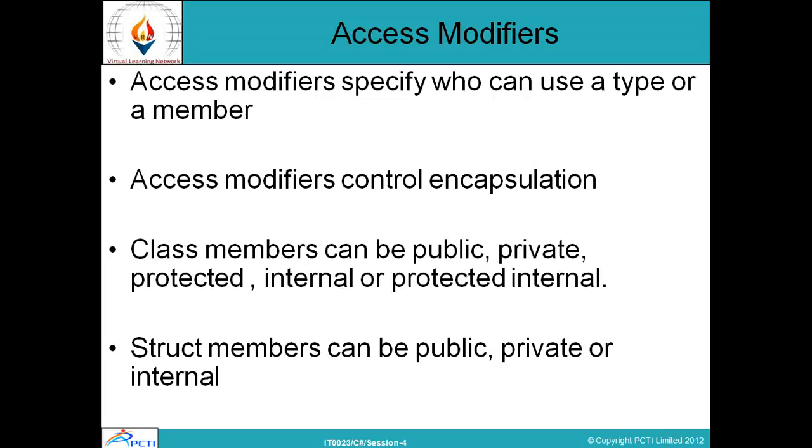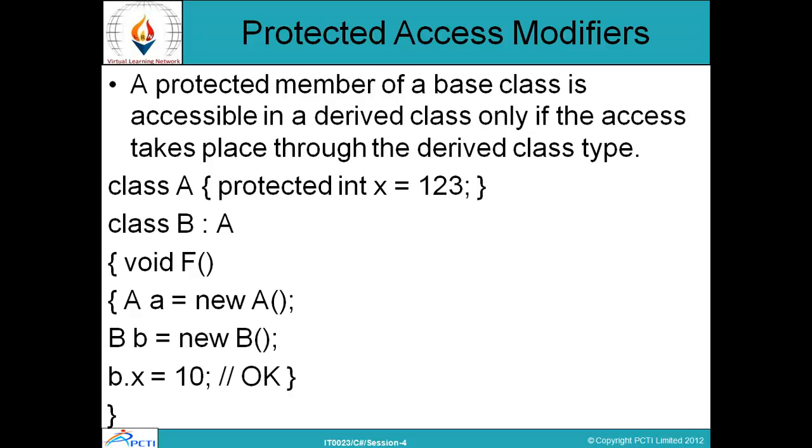Class members can be private, public, protected, internal or protected internal. Structure members can be public, private or internal. In this we are discussing protected access modifiers. A protected member of a base class is accessible in a derived class only if the access takes place through the derived class type. Here you can see class A is your base class, class B is derived class.